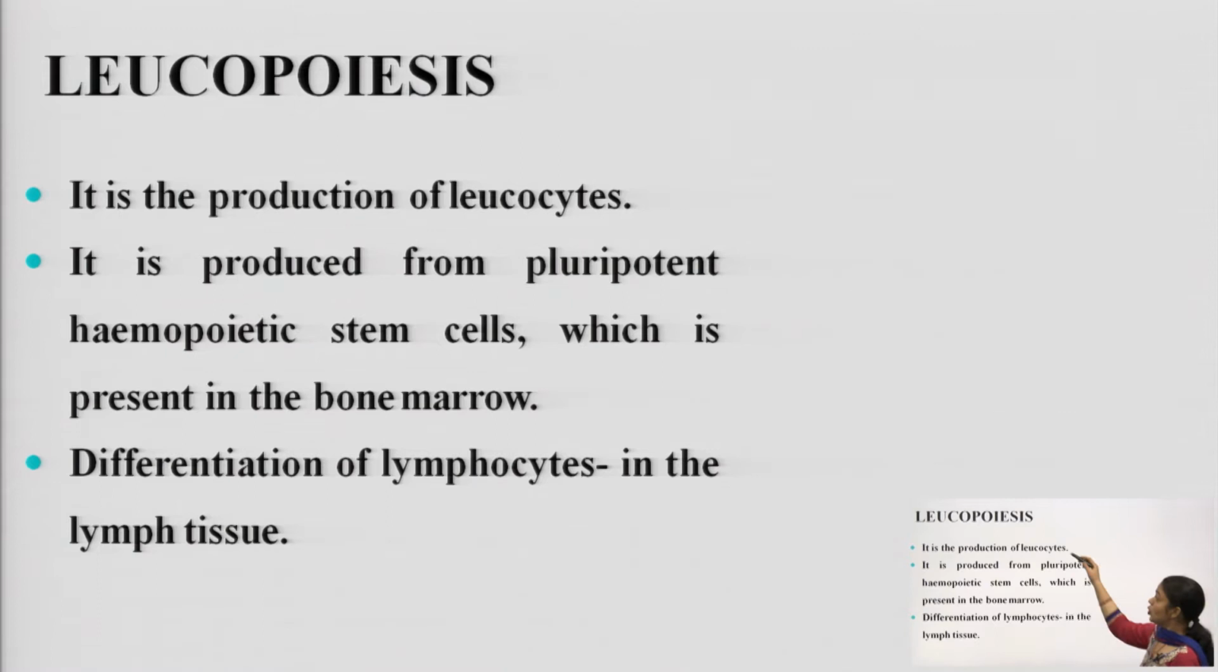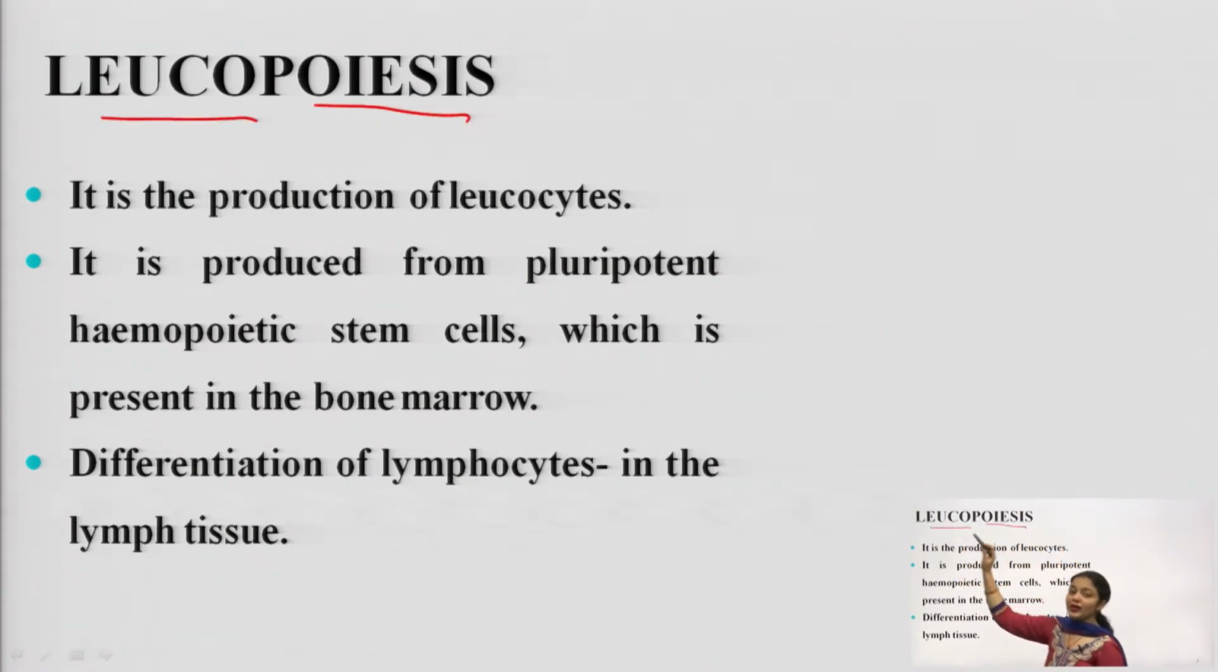Now come to leucopoiesis. Poiesis means formation and leuco means white cell, so it is the production of leukocytes. Again, in my previous lecture I told you about hemopoiesis. That is the summary here.